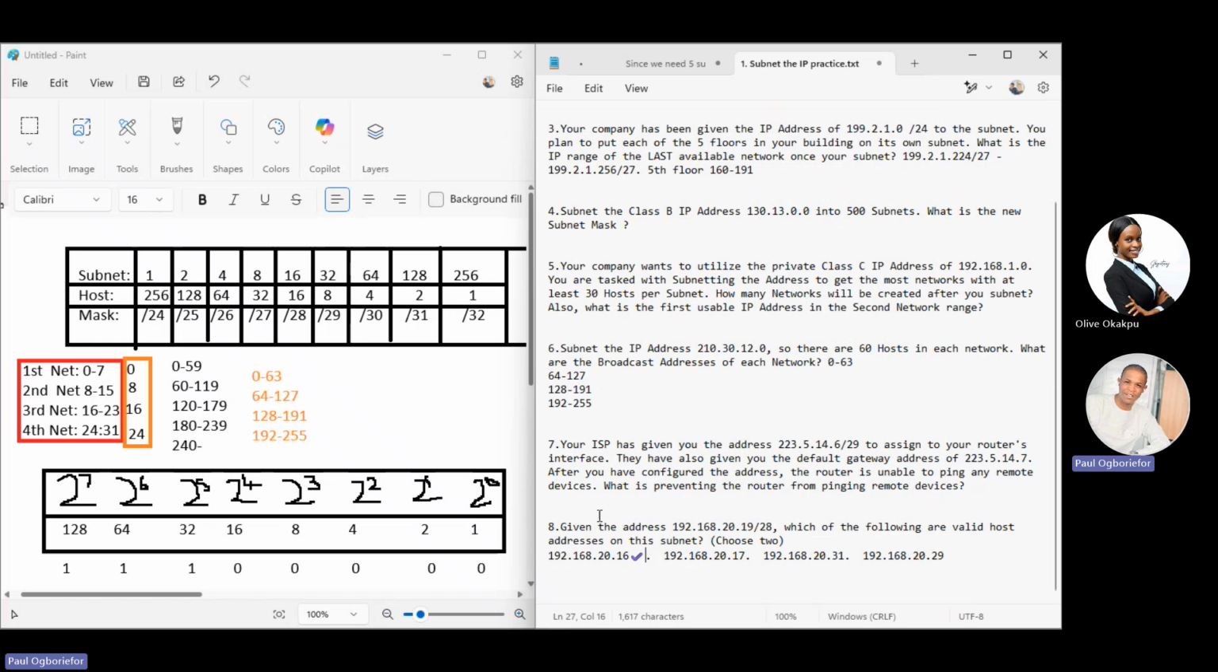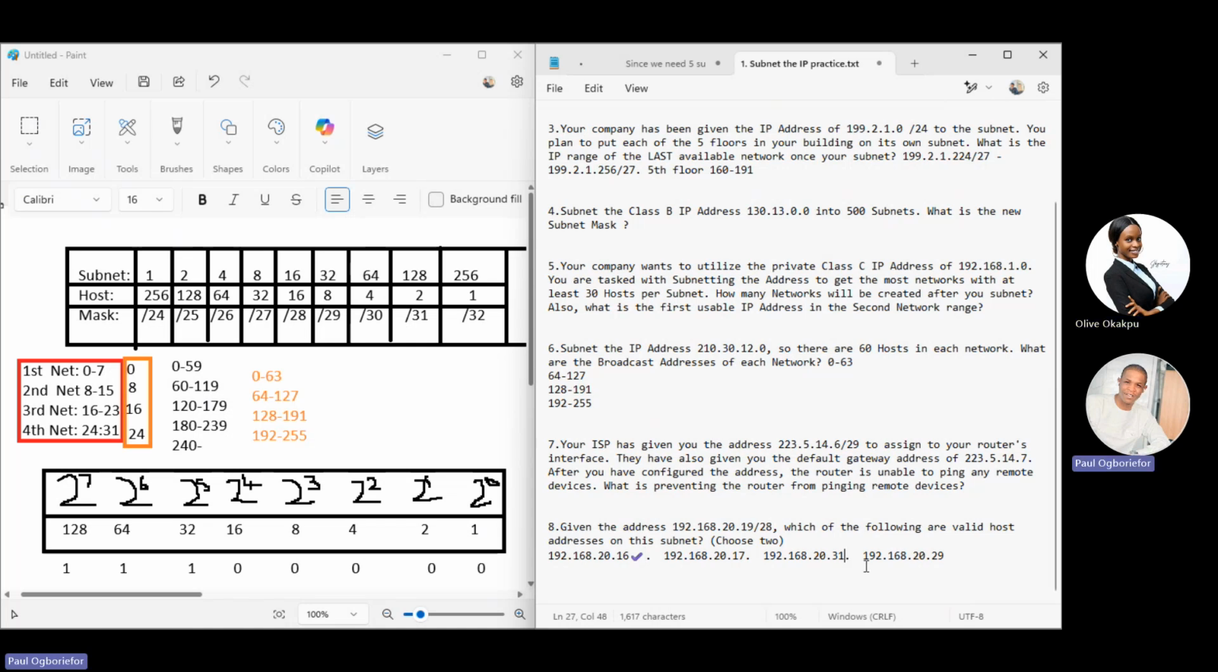Now, after 16, what do we go up to next? After 16, you have 32. After 32, 32 plus 16, 48. Maybe they want to say this is the answer, but this cannot be the answer. Which are valid host addresses? Which of the following are valid hosts? So this should be 32.